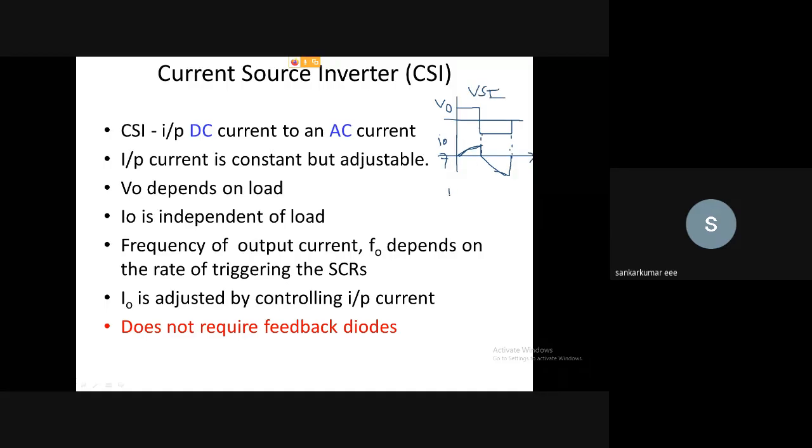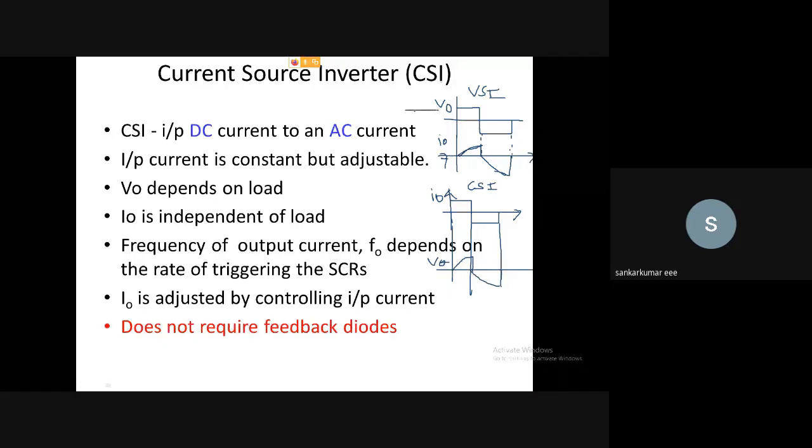But in current source inverters, it is reversed. The output current I naught will be constant irrespective of the type of load. So the output current will be a perfect square waveform. That is for the ideal case in a CSI, that is, current source inverter, but the output voltage will vary depending upon the type of load, right? So here the output voltage waveform can be like this.